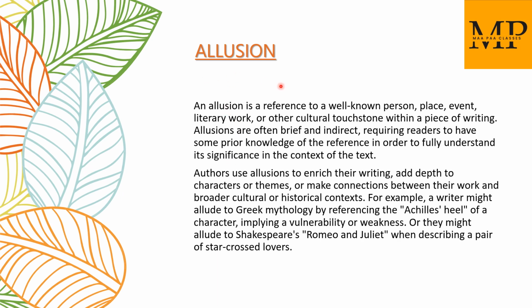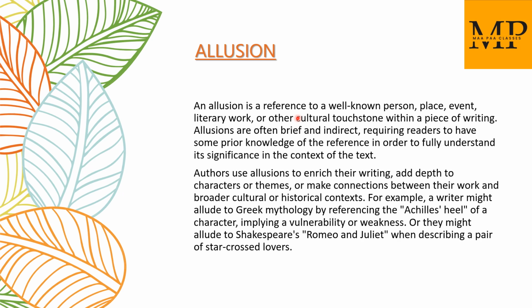Let's get started with allusion. An allusion is a reference to a well-known person, place, event, literary work, or other cultural touchstone within a piece of writing. Allusions are often brief and indirect, requiring readers to have some prior knowledge of the reference in order to fully understand its significance in the context of the text. Basically, it's an indirect reference to another figure, event, place, or work of art that exists outside the story.